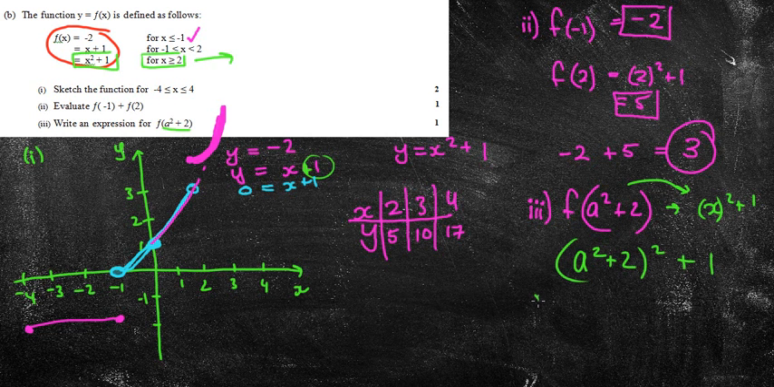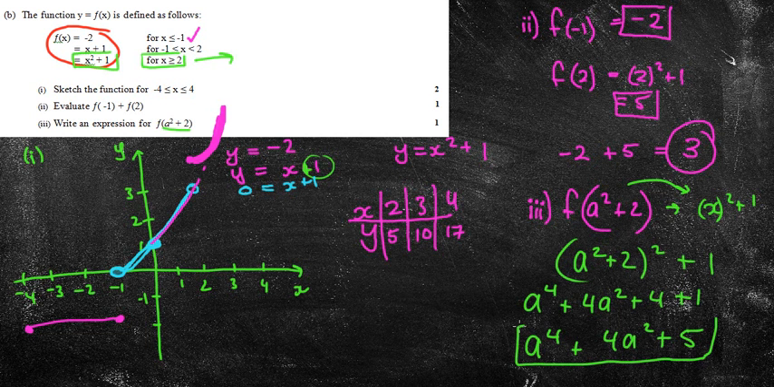So I square it, I get a to the 4 plus 2 times a squared, double it is 4a squared plus 4 plus 1, which gives me a to the 4 plus 4a squared plus 5. And for 1 mark, I reckon that's pretty tough. Okay, alrighty. So that's part B.